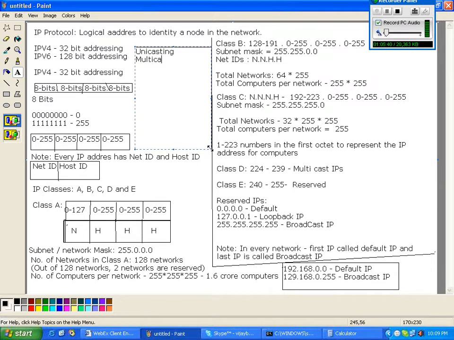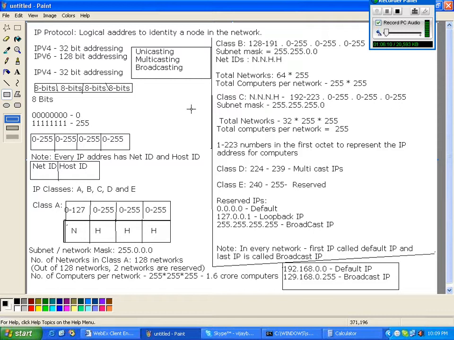Unicasting, one-to-one communication. Multicasting, one-to-many communication. Broadcasting, one-to-all communication. Isn't it? Unicasting means point-to-point, source-to-destination communication.